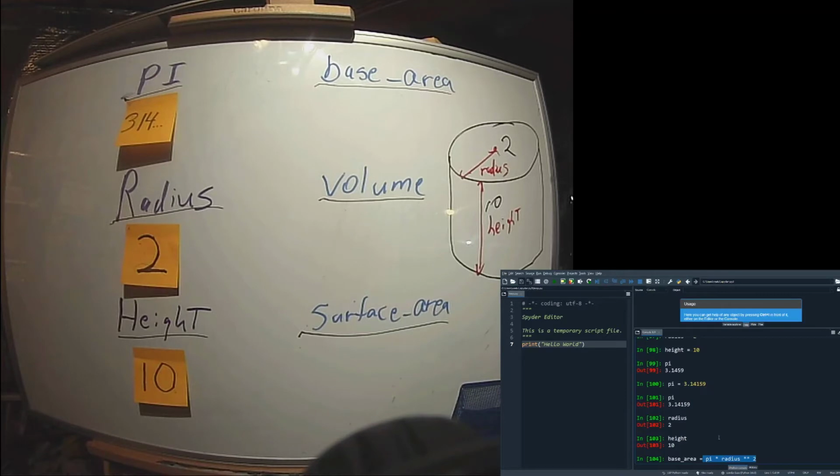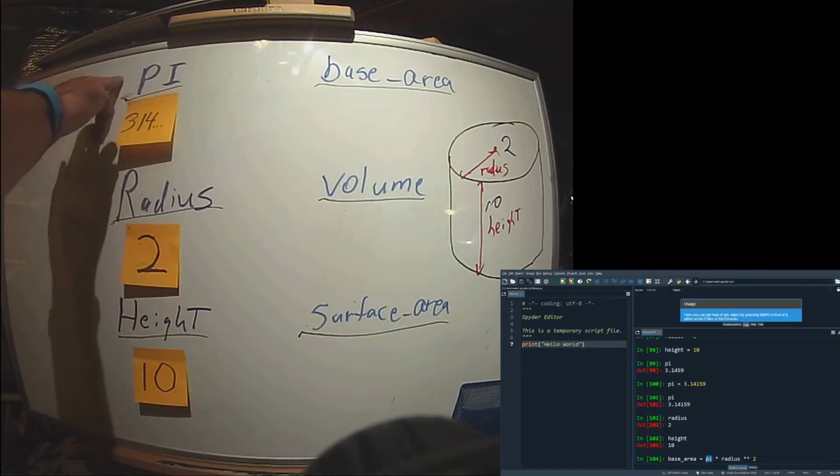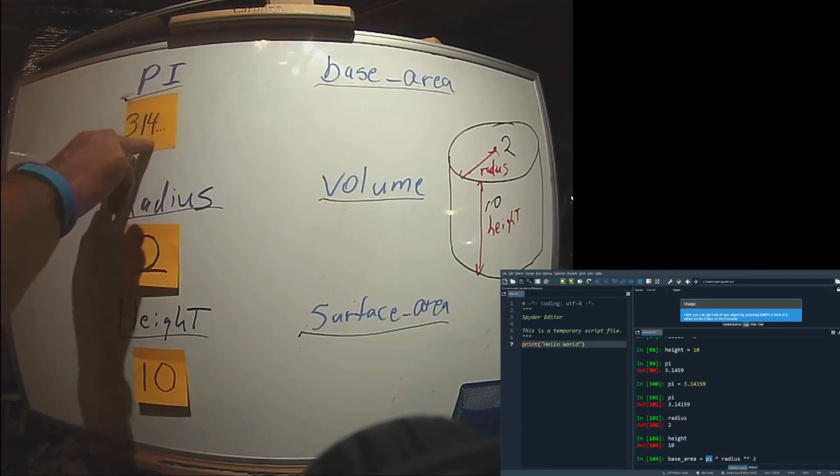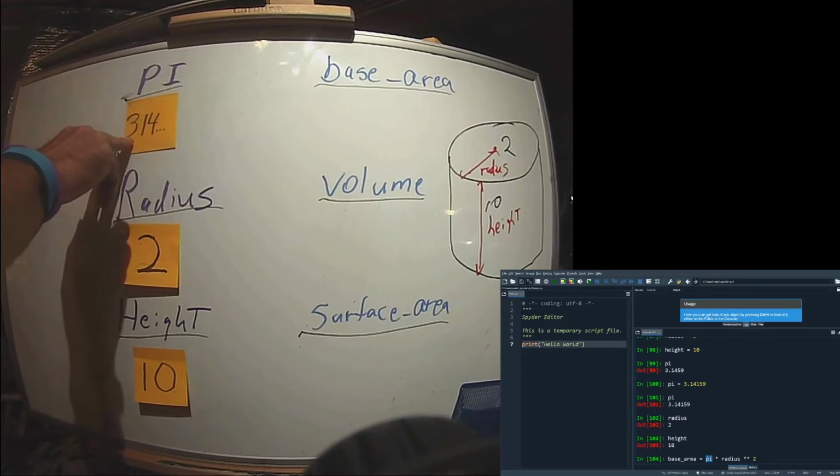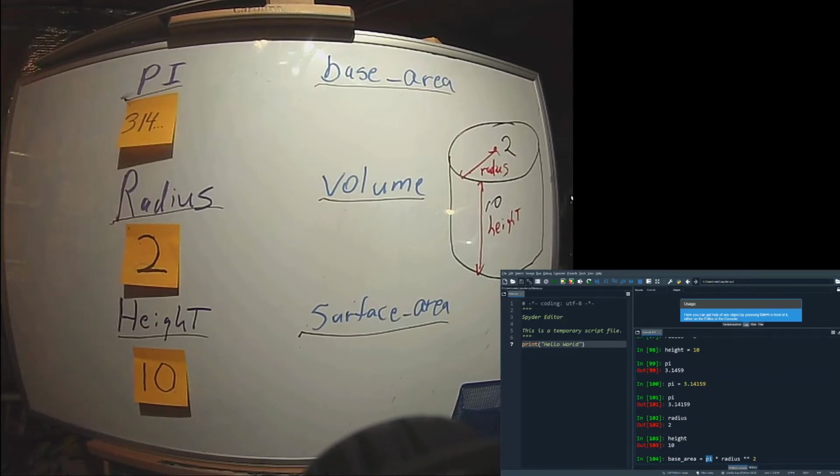Okay? So we look at it and we see pi. Pi isn't a number, but pi labels a piece of memory. So it takes whatever value is in that memory and plugs it in here. And then it takes whatever value is stored in the memory location radius and plugs it in here, right, which is our 2. And then it does this calculation and stuffs it into base area.